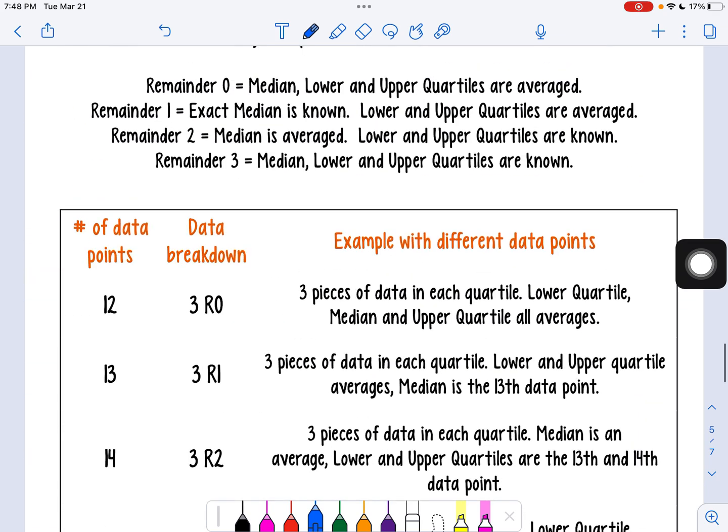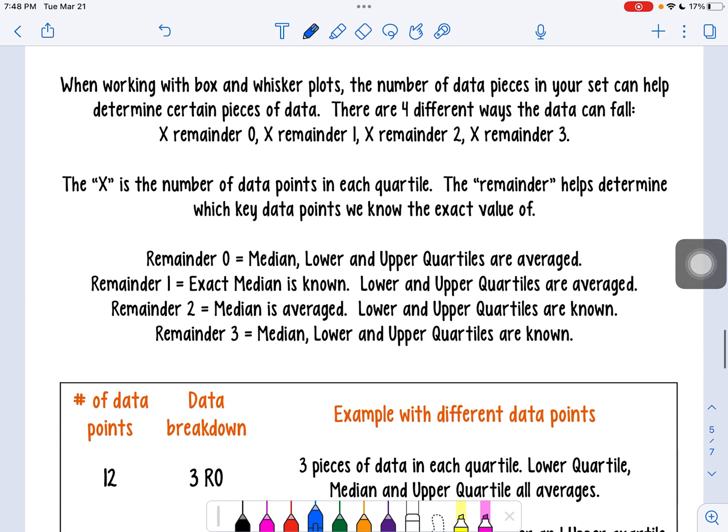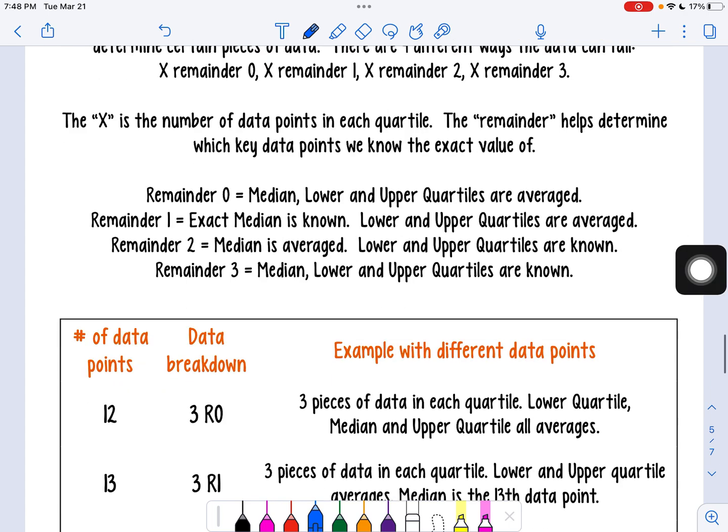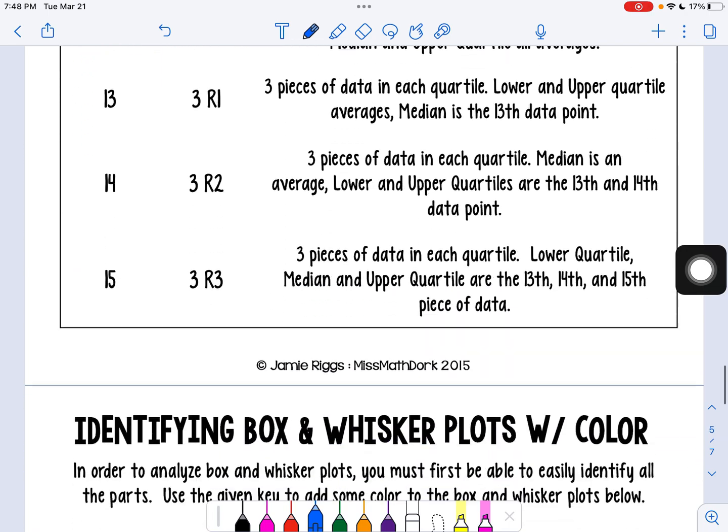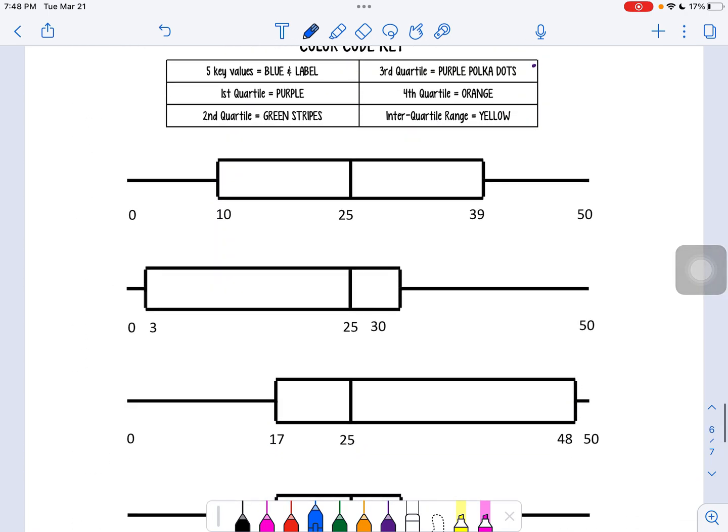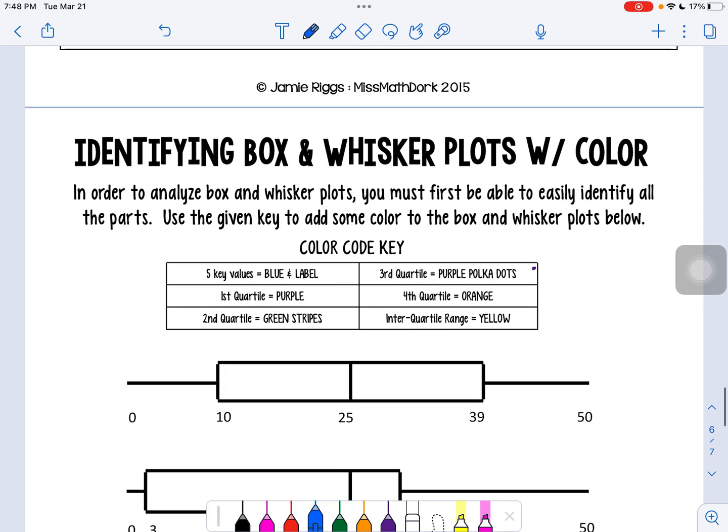So this is just a page to look at if you're trying to figure out whether or not there's extra pieces or not. I wouldn't try to memorize that. I would just remember where that is in your notes and you can look back at it. All right, and then our 5 key values, we're going to label in blue on this first box and whisker plot, and then you can do it on maybe 2 more on this page.